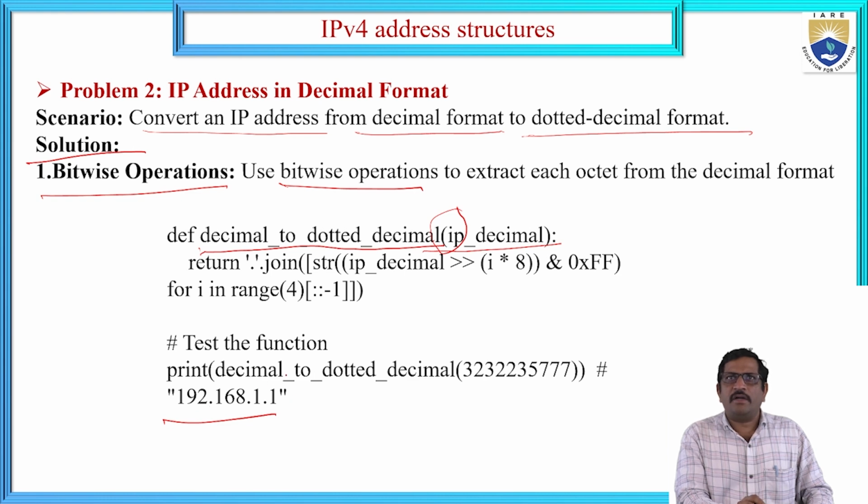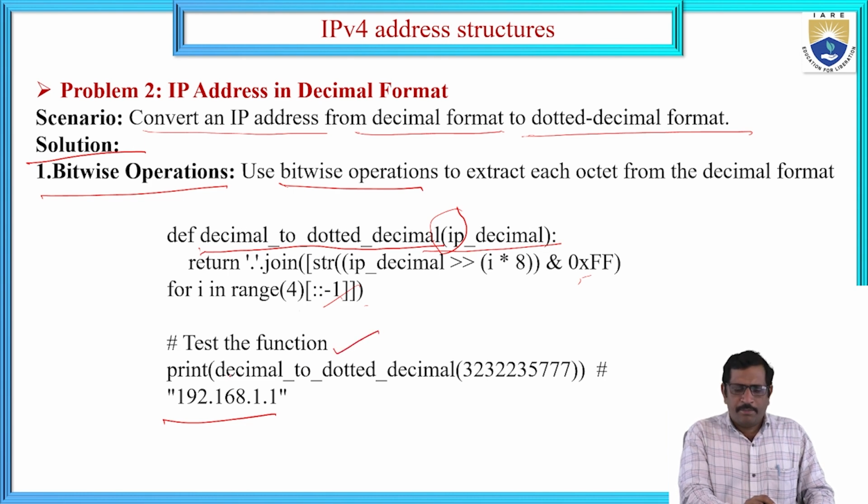192.168.1.1 is a dotted decimal, which is written as join string of the IP as a decimal, shifted by i times 8 and masked with 0xff. Here it will be written, and for i in range 4, and it returns -1. Test the functions. Test the functions means now print decimal to dotted decimal.